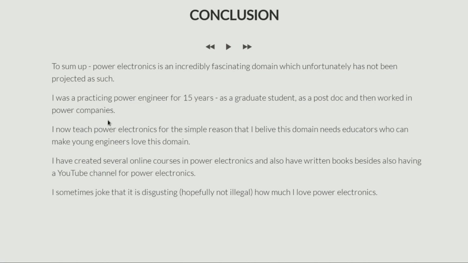I have now gone on to teaching power electronics, and to a large extent I teach online. One of the reasons why I do so is I believe that what this domain needs now is educators who can make young engineers interested in power electronics. That is the reason why I left industry and now I'm teaching online. I have created several online courses in power electronics. I have written books, and I also have my YouTube channel on power electronics.